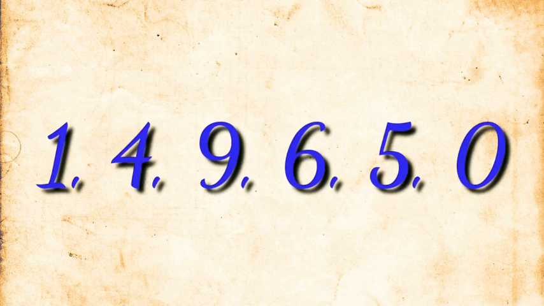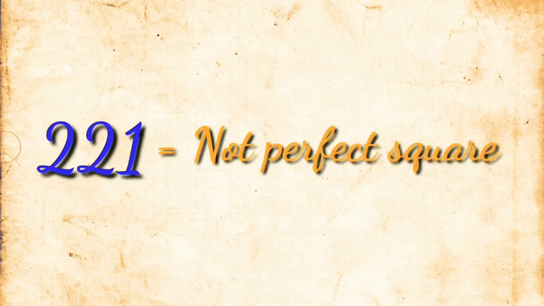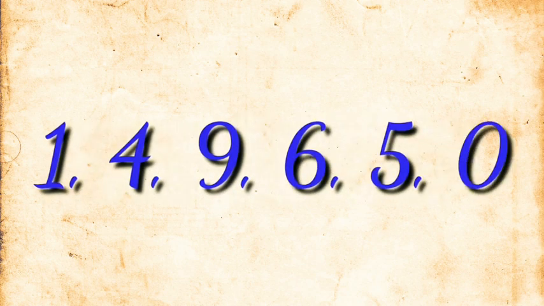And students, one thing more: the numbers which end with 1, 4, 9, 6, 5 and 0 may or may not be a perfect square. As I have written here, 81 can be written as 9 into 9, 9 square, and it ends with 1. On the other hand, if I take 221, the last digit is 1, right? But it is not a perfect square. So the numbers which end with 1, 4, 9, 6, 5 and 0 may or may not be a perfect square.